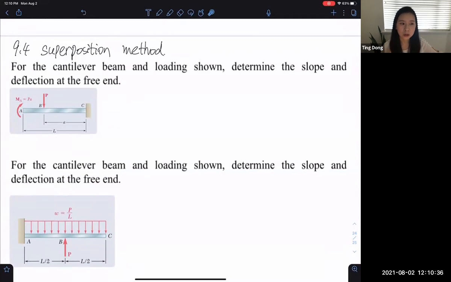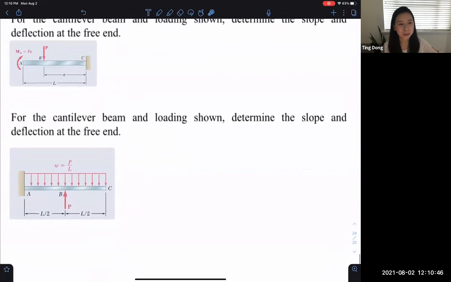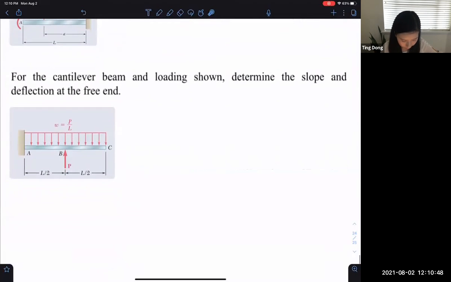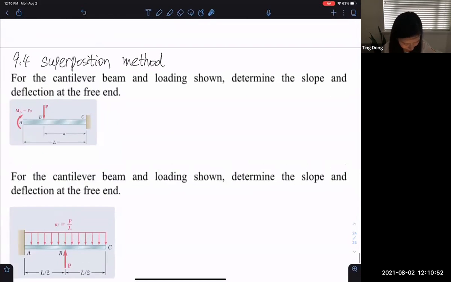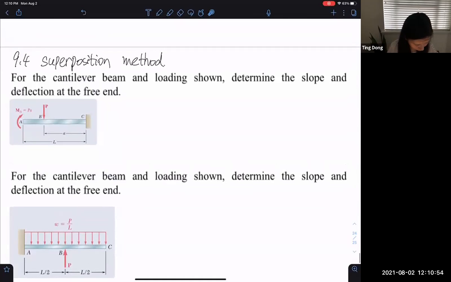Because our goal of this semester is to build a solid foundation. I'm not teaching you how to check the appendix and use the manual to put the result here. That's not my job. So this is the superposition method.